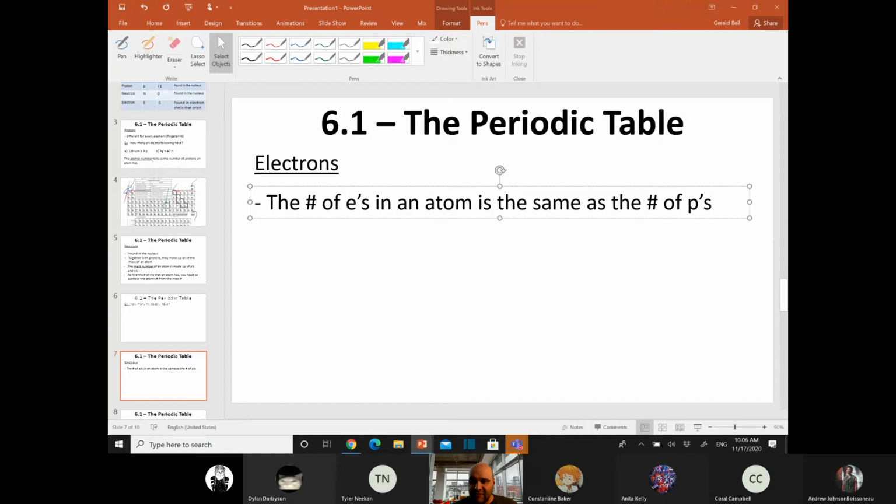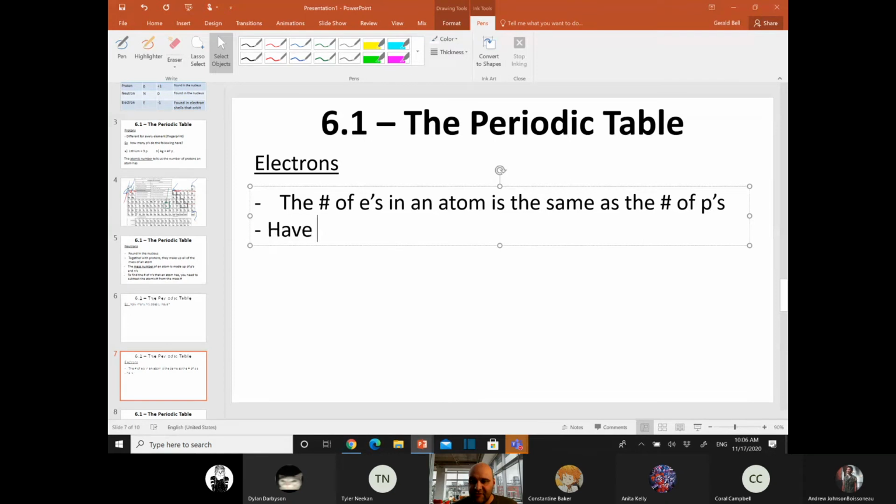And one other statement too, and this is going to seem kind of weird. We say that electrons have no mass, because we say our mass is made up of protons and neutrons. We actually say the electrons don't contribute any mass. Now, they do have a tiny bit of mass, but it's all relative.